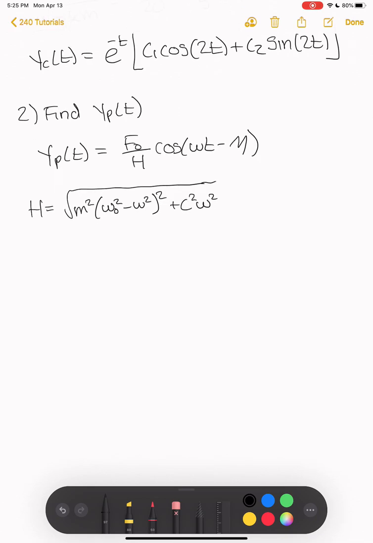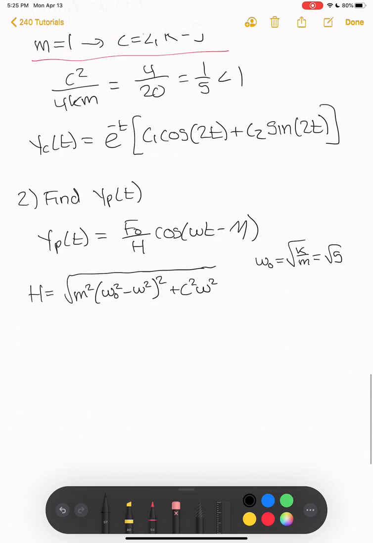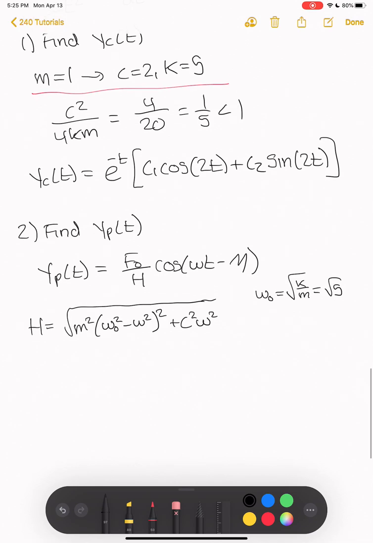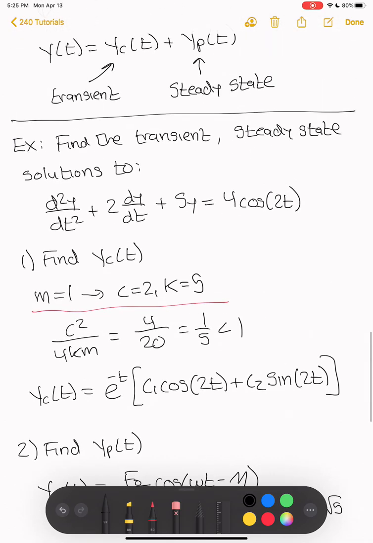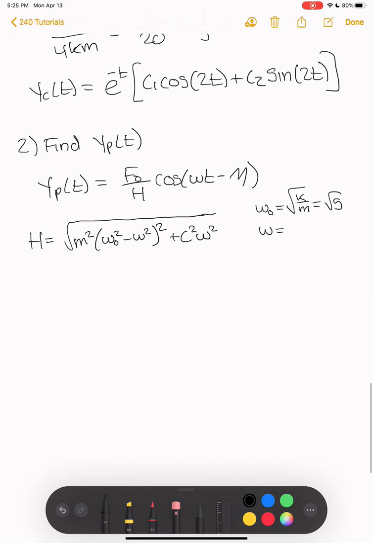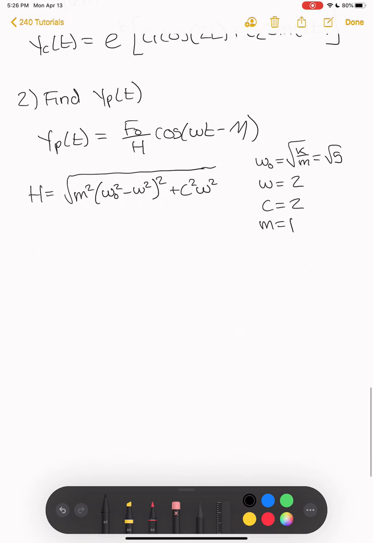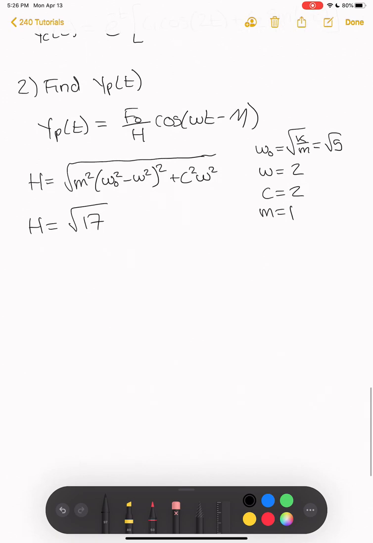And so if you plug in what we have, omega naught is the square root of k over m, which is the square root of 5 from the information we're given. We have omega itself came from this applied force here, so we know that's equal to 2. And then c is 2 as well, and m is equal to 1. So what you do is you plug all those in, you get h is equal to the square root of 17.